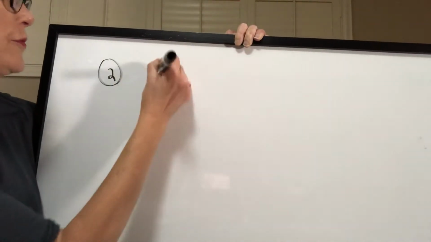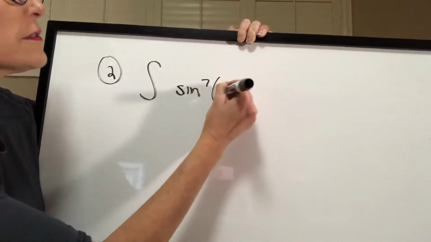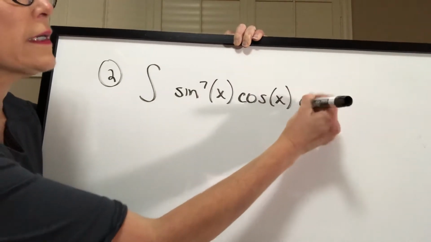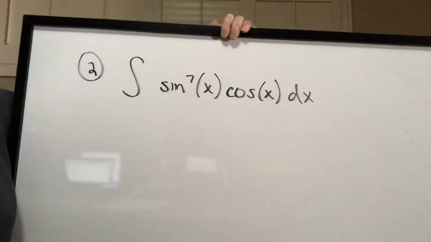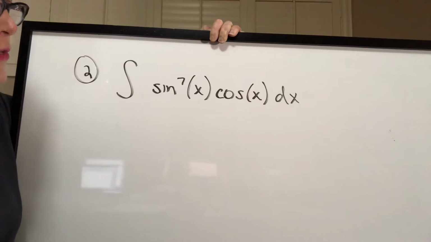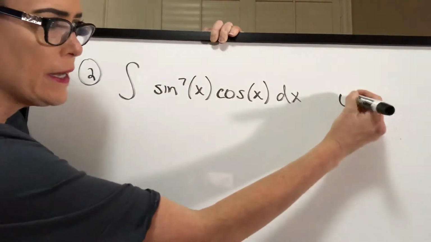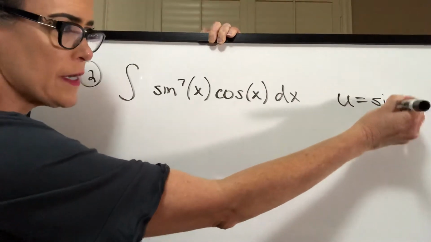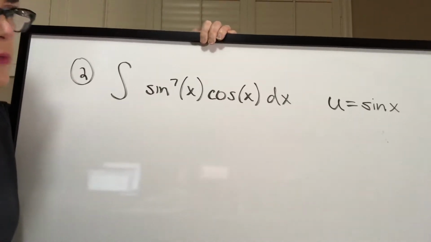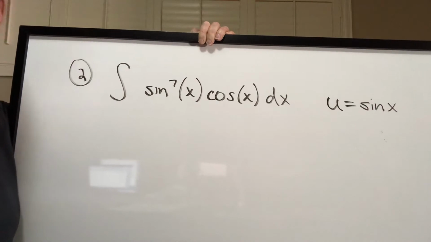Okay, so for number 2, we have an integral, and it is sine to the 7th x, and then also cosine of x dx. For u, what I want to do is pick the more complicated one, which would be sine of x, since it has the 7th power, and say that u is sine of x. Do not use the 7th power. We'll deal with that later on. We'll just look at u being sine of x for now.